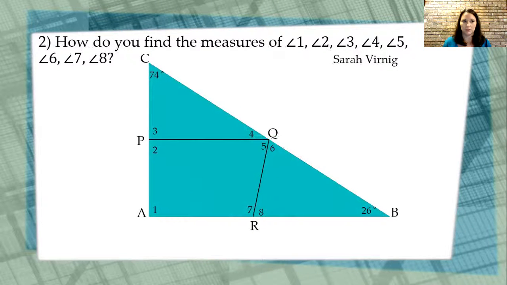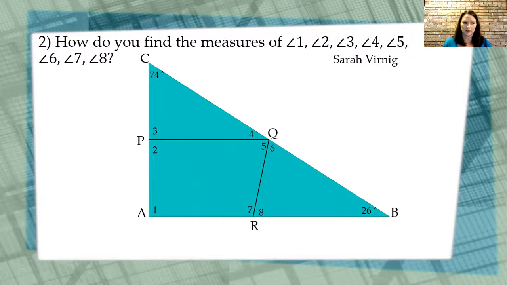All right, number 2. How do you find the measures of angles 1, 2, 3, 4, 5, 6, 7, and 8? Again, we might look at this one, and it doesn't look as complicated as number 1 because we have a triangle and another shape beside the triangle, so we're thinking, okay, this will be easier. It is a little bit, but only because we don't have as many angles to find.